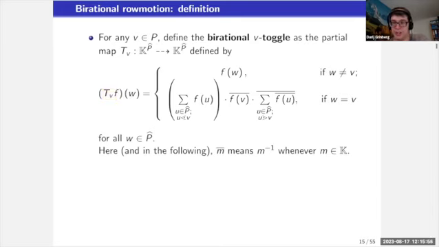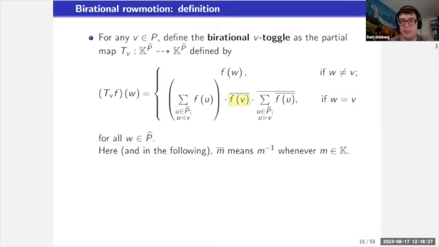This new labeling, what are its labels? Well, at any element other than V, the label is not changed. So if W is not V, then T_V F of W is just F of W. It's the old label. The only label that changes is the label at V. So this is why we call it a V toggle. It's just changing a single label.